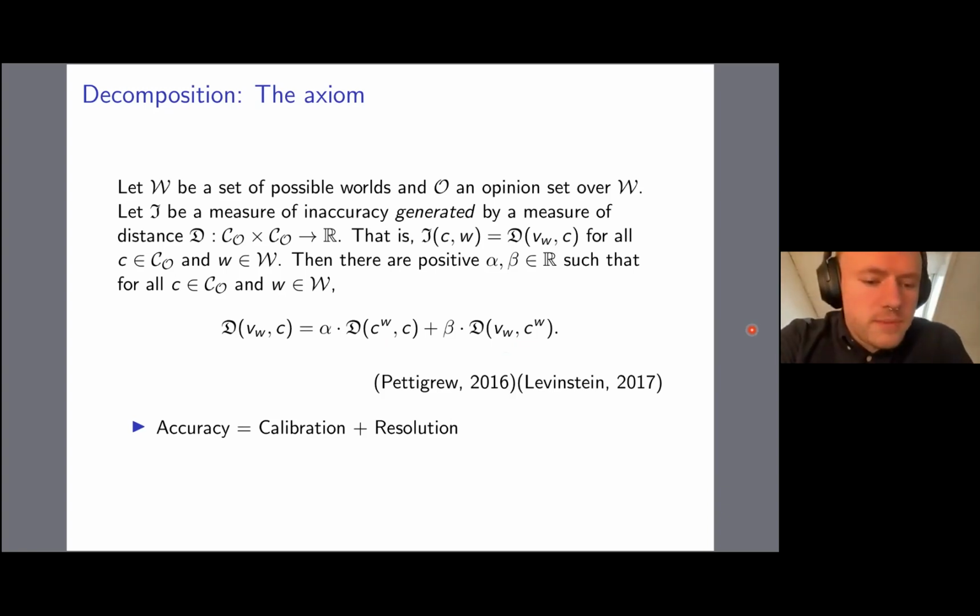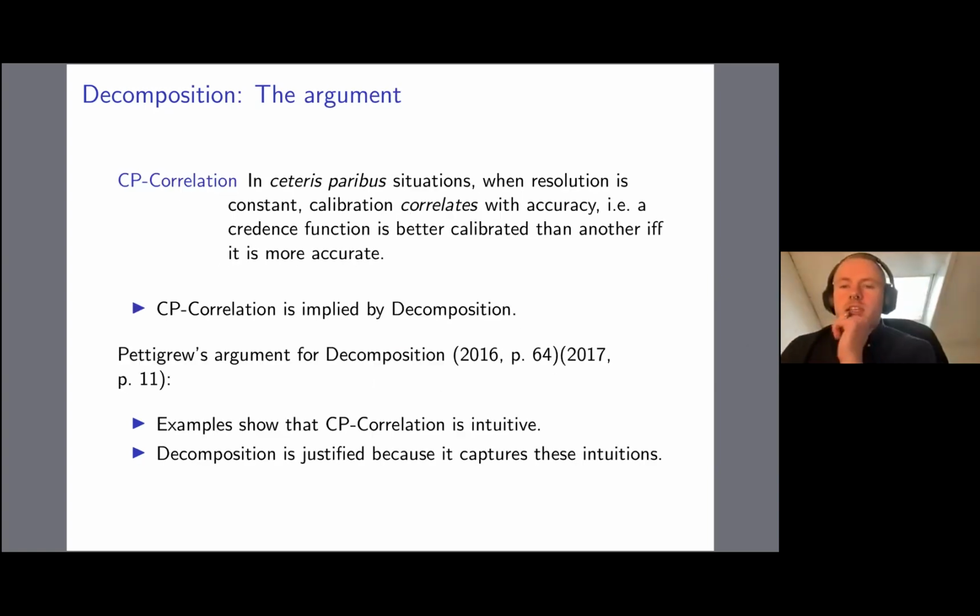Now, how does Pettigrew want to argue for this? The basic idea is that decomposition implies a certain intuitive principle, namely the following ceteris paribus principle. If you hold constant the second distance, if you hold constant the resolution, then the first distance to the well-calibrated counterpart and the distance to the truth increase and decrease together, right? So they correlate in a very strict sense. And this principle I call CP correlation, because in ceteris paribus situations, calibration and accuracy correlate. And CP correlation is obviously just implied by decomposition. And Pettigrew wants to argue for decomposition by saying that CP correlation is intuitive. And he actually gives examples that are supposed to show that it's intuitive. And decomposition is justified because it captures these intuitions.